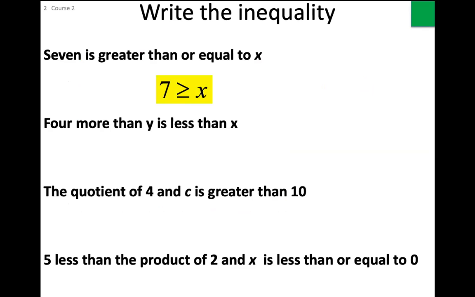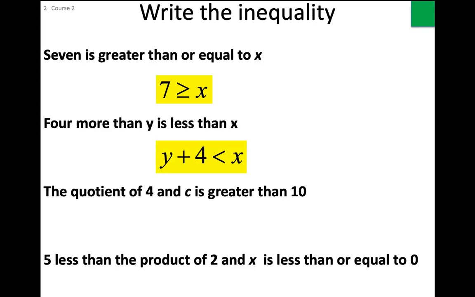4 more than y is less than x. 4 more than. What do you got? 4 plus y. Technically, that's y more than 4, but luckily for you, addition is commutative. If we really want to write it the way it's written, we would write y plus 4. That's 4 more than y. Less than x. Okay. I know it's a minor point.